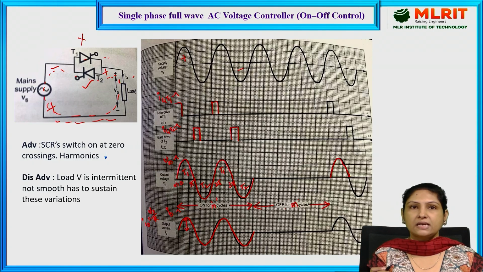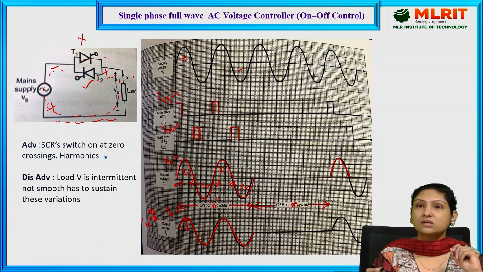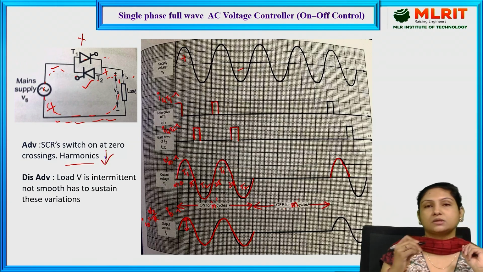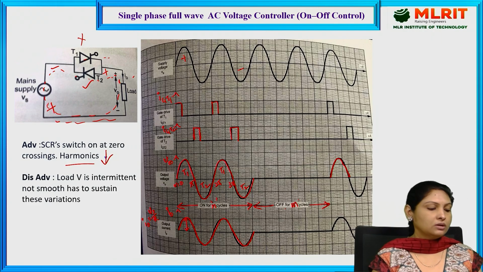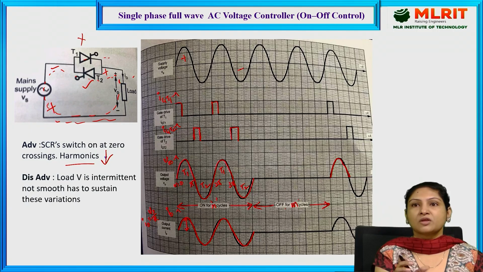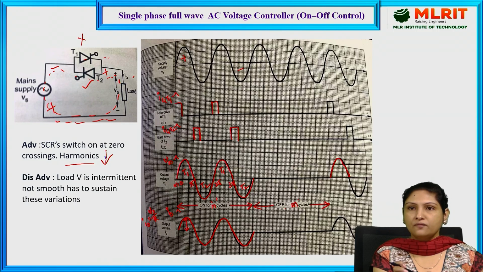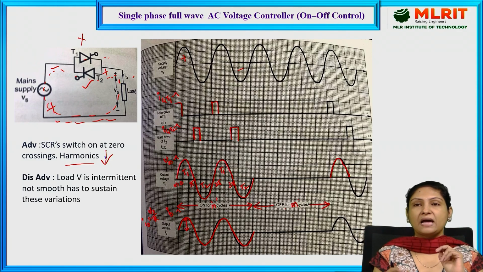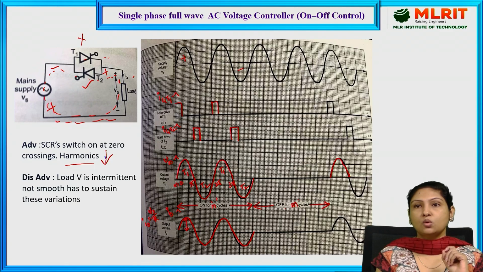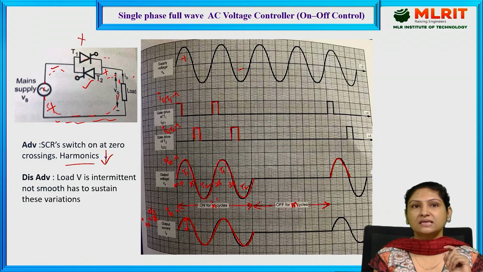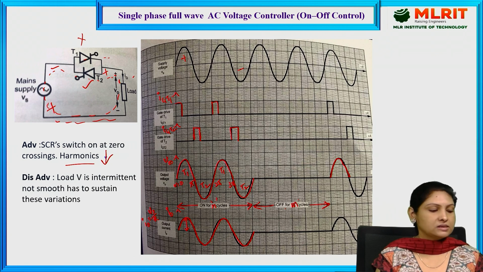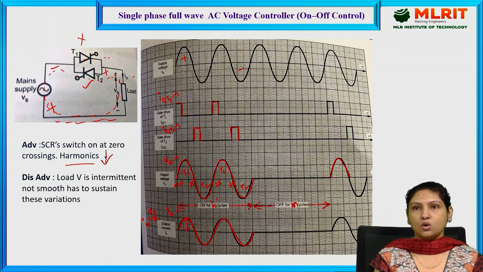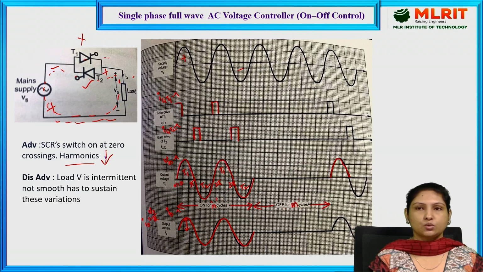SCRs are switched on at zero crossings. So that is the reason harmonics will be reduced. That is the advantage. And coming to the disadvantage, the SCRs remain on only for a few cycles, that is for n cycles, and remain off for m cycles. That means the voltage to the load is fed intermittently. So the load should be able to sustain these variations. That is the disadvantage associated with this kind of on-off control in AC voltage controllers.